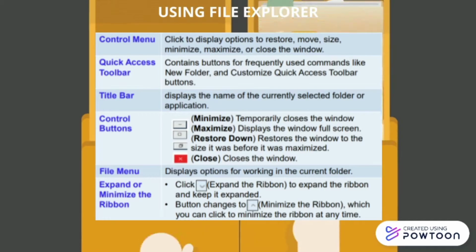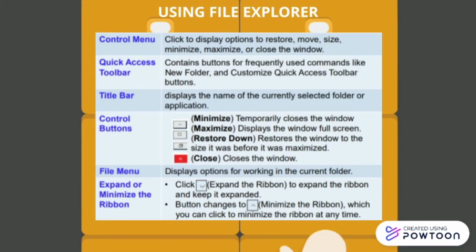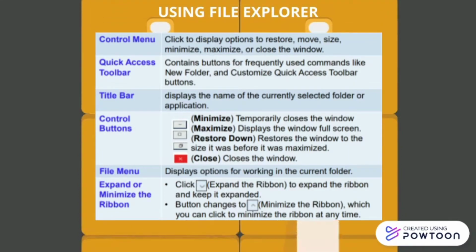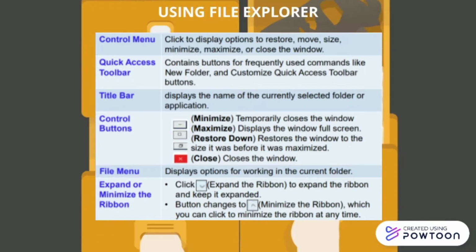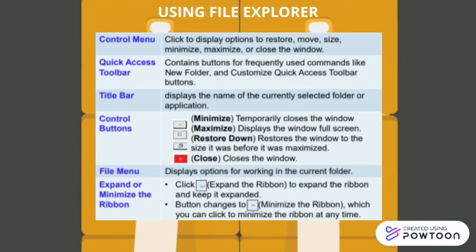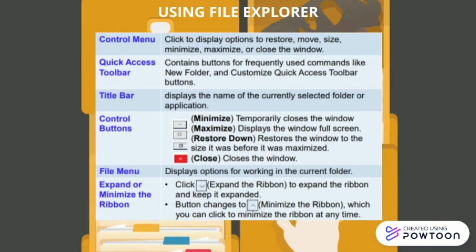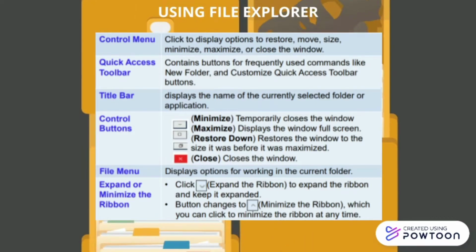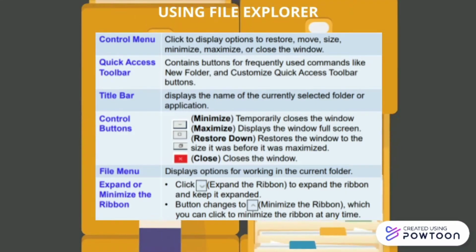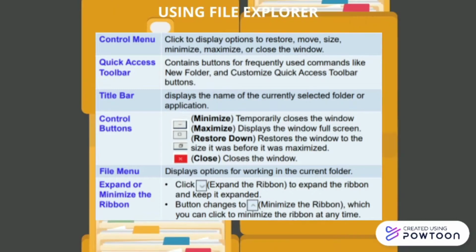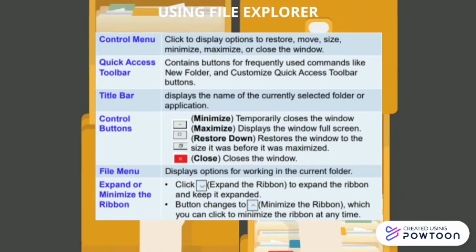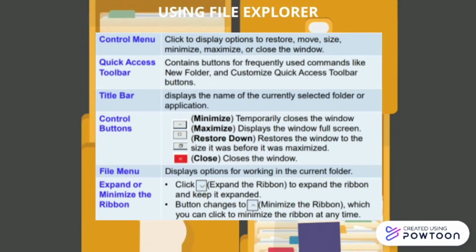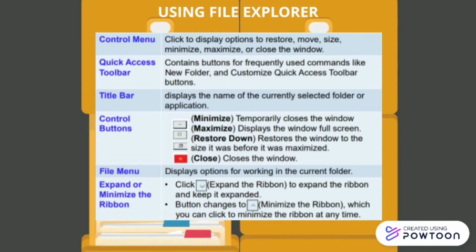Control buttons. Minimize. Temporarily closes the window. Maximize. Displays the window full screen. Restore down. Restores the window to the size it was before it was maximized. Close. Closes the window. File menu displays options for working in the current folder. Expand or minimize the ribbon. Click the Expand the ribbon button to expand the ribbon and keep it expanded. The button changes to the Minimize the ribbon button, which you can click to minimize the ribbon at any time.